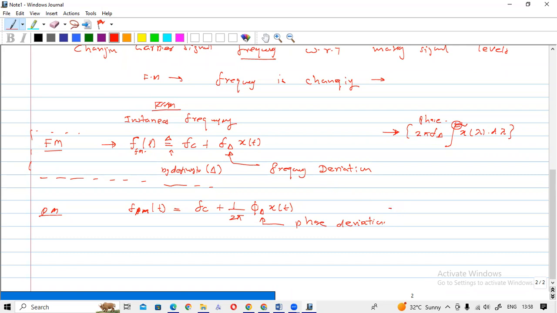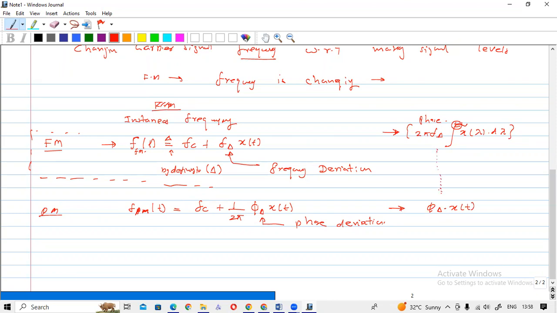In phase modulation, the instantaneous phase is defined as phase deviation times xt. But here, for frequency modulation, it is the frequency deviation times the integral of the xt signal with respect to t. So that is the difference between phase modulation and frequency modulation.